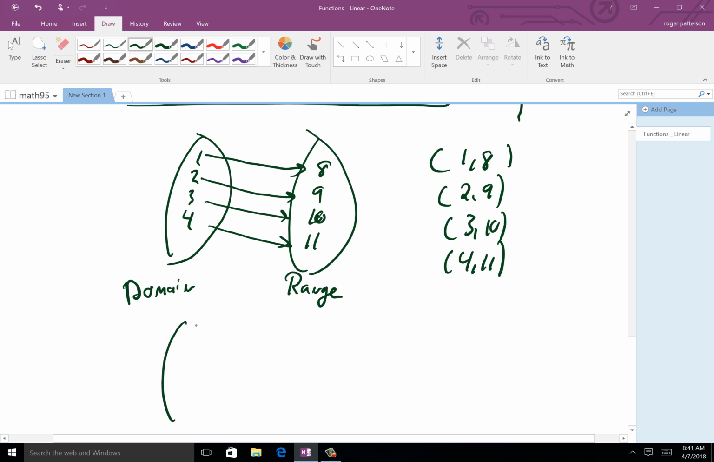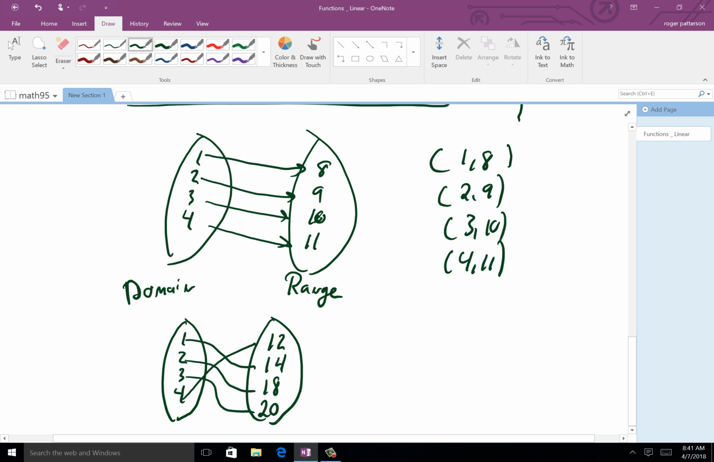So then we do another one here. And they might go like this. Okay. Domain, range, ordered pairs. Still a function. 4 goes to 12, 1 goes to 14, 2 goes to 18, 3 goes to 20. Still a function.